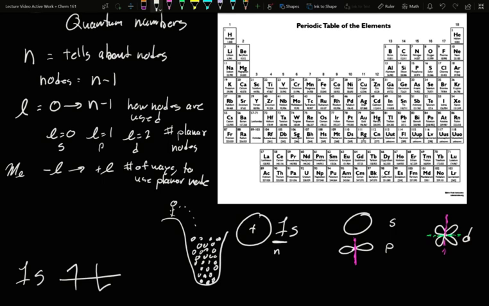Well, all of the shapes that have 0 nodes, that's only 1s. I can't have a P, that would require a node. I can't have a D, that would require 2 nodes. So that's it. N equals 1, there's just one shape. But I can bump it up. I can make N equals 2. Well, now I have options. I can have no planar nodes, which gives me an S, or I can have 1 planar node, which gives me P. And there are 3 ways of doing that. The left-right P, the up-down P, and the in and out P.